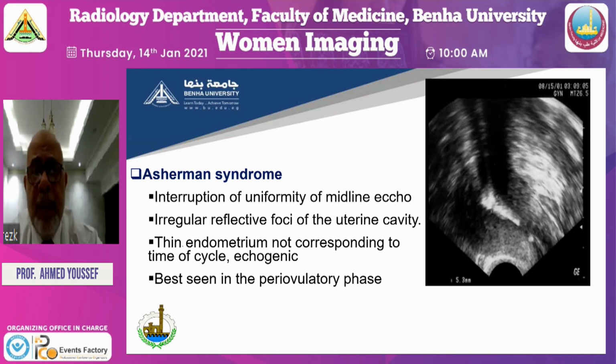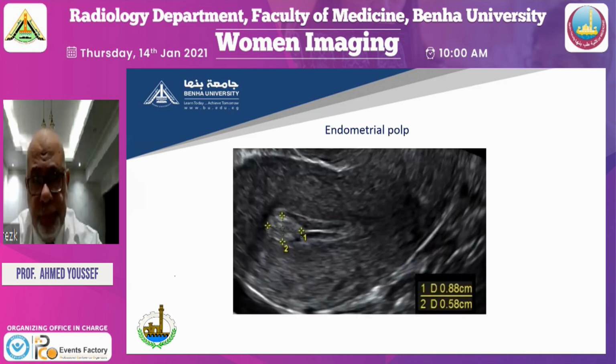Evaluation of the endometrium is one of the important steps, as I told you, in the endometrial pattern. To diagnose Asherman syndrome, best seen in the pre-ovulatory phase, I found a thin endometrium, not corresponding to the time of the cycle, and mostly it is hyper-echogenic, white in color. And there are irregular refractive foci inside the uterine cavity, and there is interruption of the uniformity of the midline echo of the endometrium.